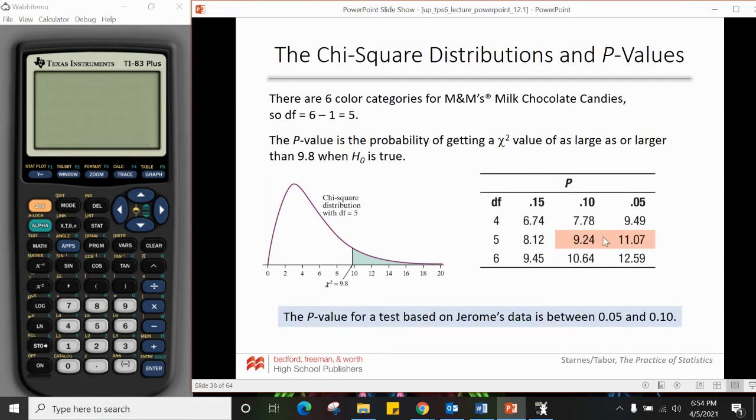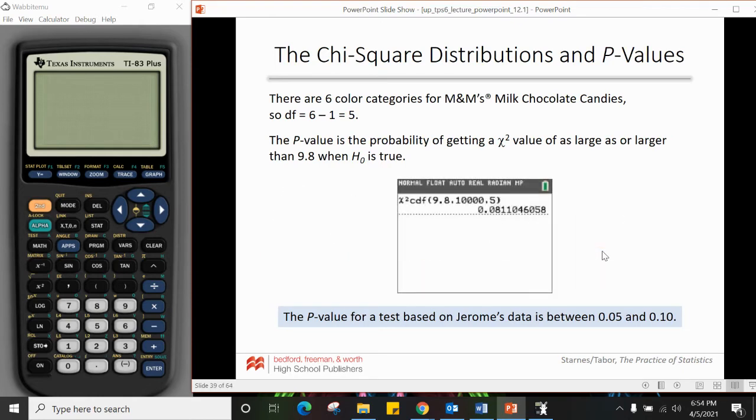Based on our table, we see that it's between 0.1 and 0.05. We want to use our calculator. I'll show you on here. We'll go on. Maybe, okay, there we go. No. Test, calc.